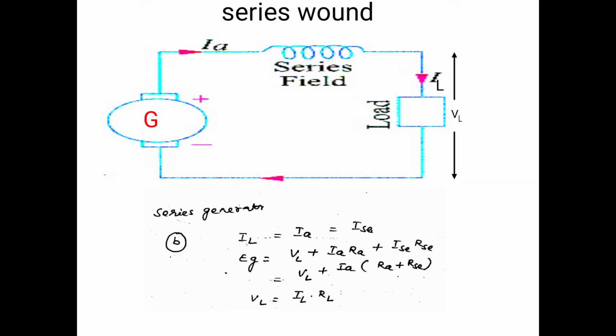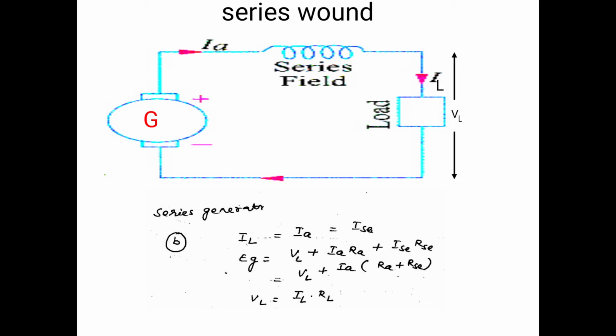So the series field winding voltage drop equals the series field winding current into the series field winding resistance. So the series field winding voltage drop equals ISC into RSC. Voltage equals current into resistance. The series field winding current is ISC and the series field winding resistance is RSC. So this winding voltage drop equals ISC into RSC. Next, this voltage equals VL.